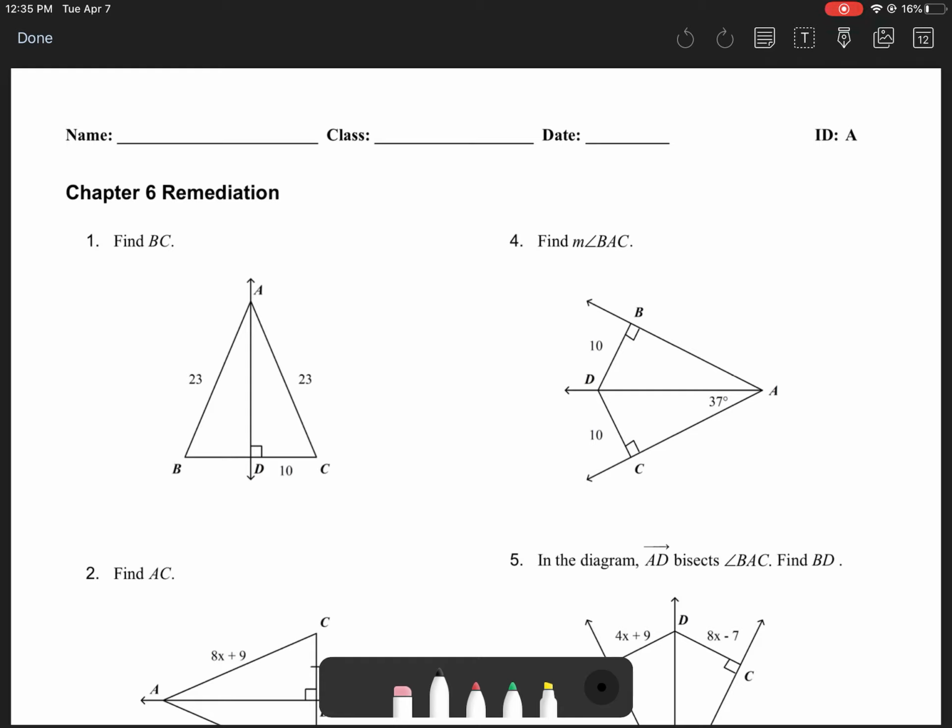What I know in this is that this is perpendicular and it is bisected. And I know it's a perpendicular bisector because AB and AC are the same. Because that is true, my bisector down here, DB and DC should be the same, so DB is 10. Now, the question asked for BC, so I need to make sure I add those lengths together. 10 plus 10, BC equals 20.